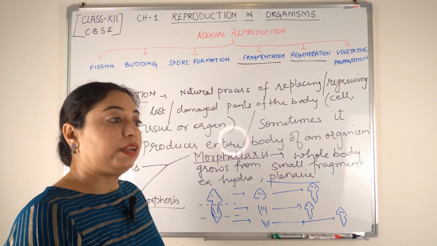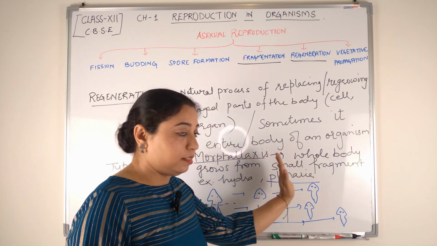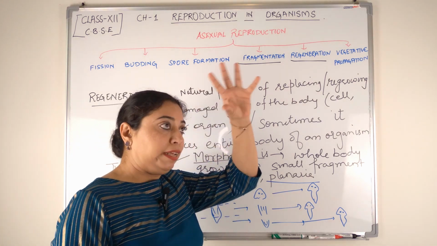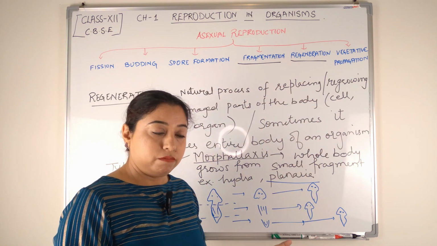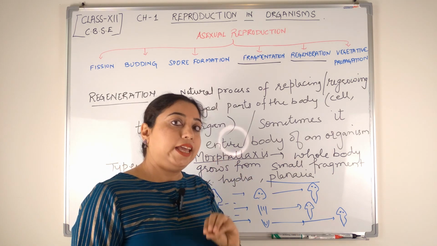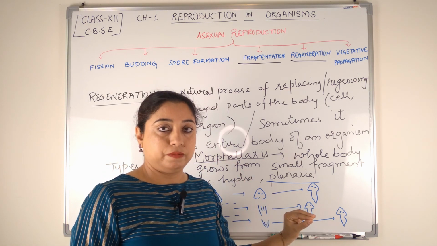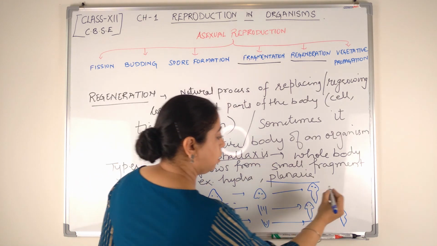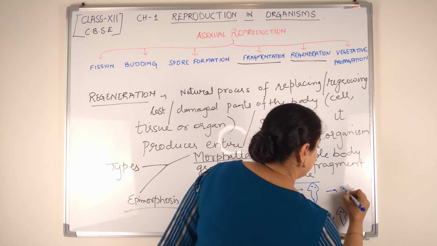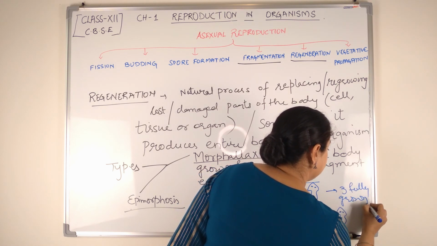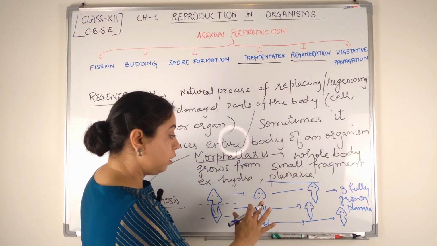So this type of regeneration, that is Morphallaxis, where a tiny fragment can give rise to a complete fully grown organism, such type of regeneration is considered as an asexual mode of reproduction. Right? So this is about Morphallaxis. These are 3 fully grown planaria got from the fragments. Yeah.